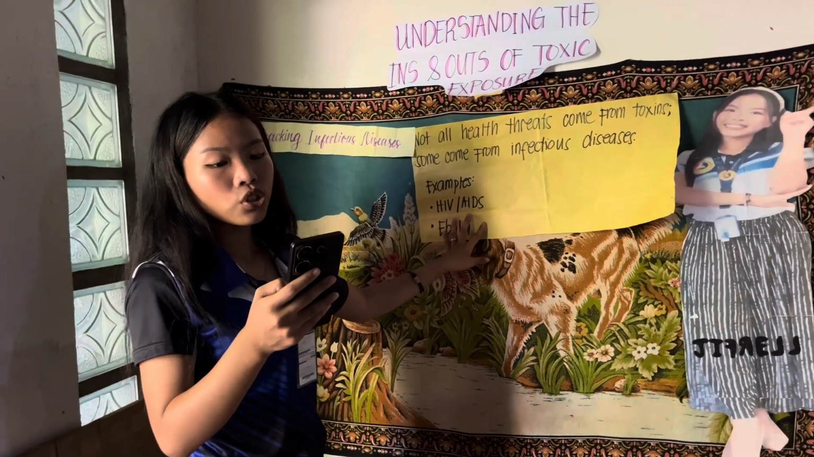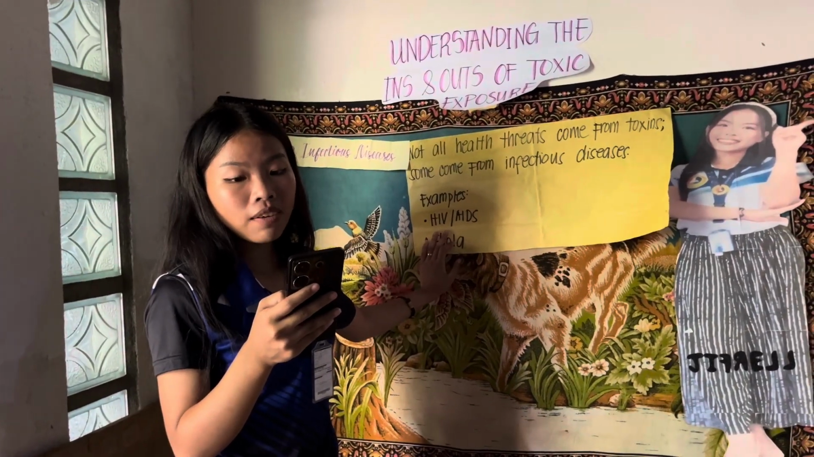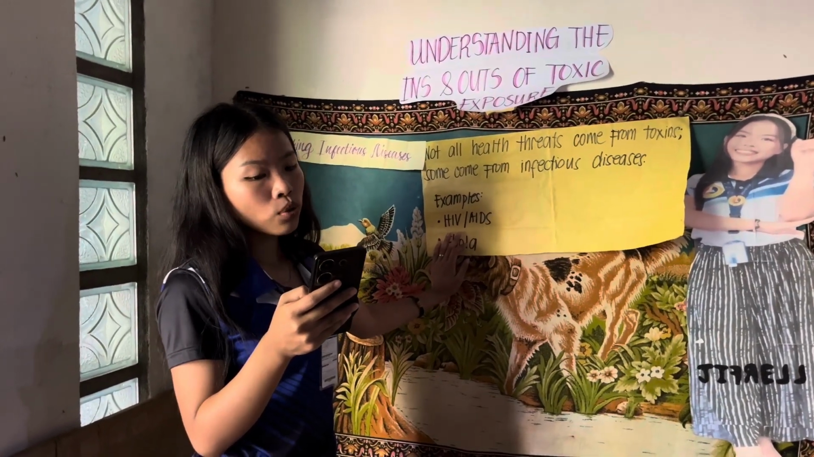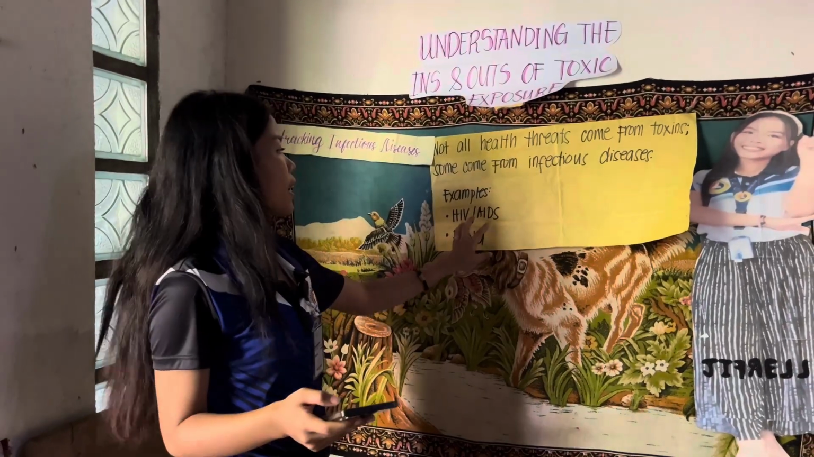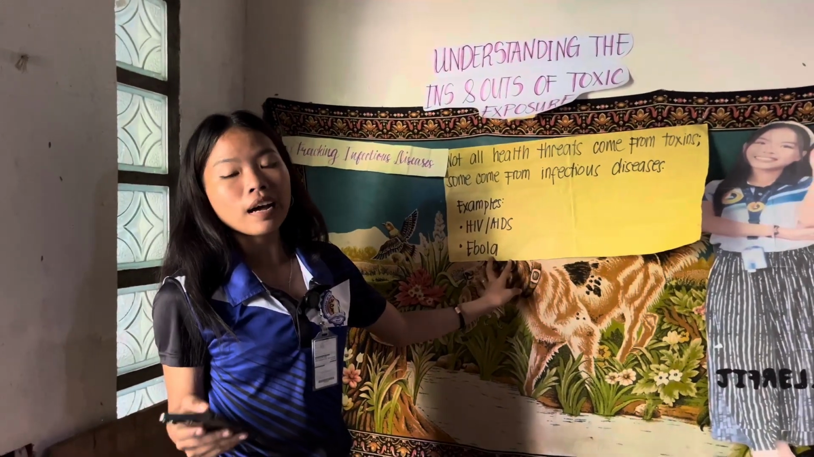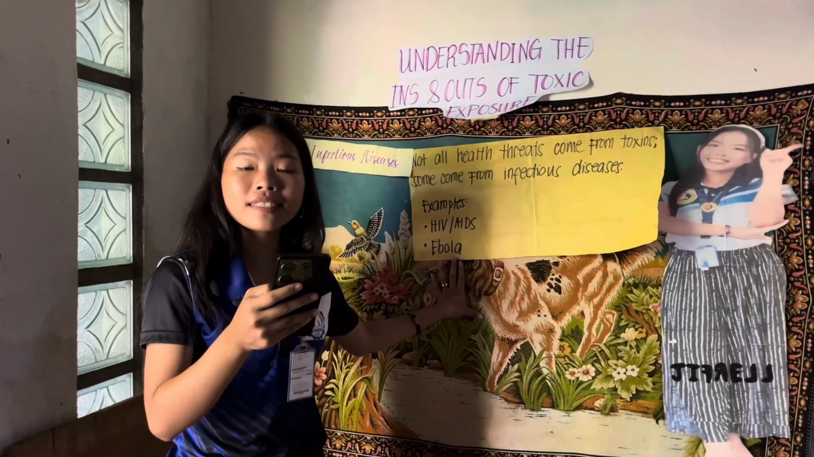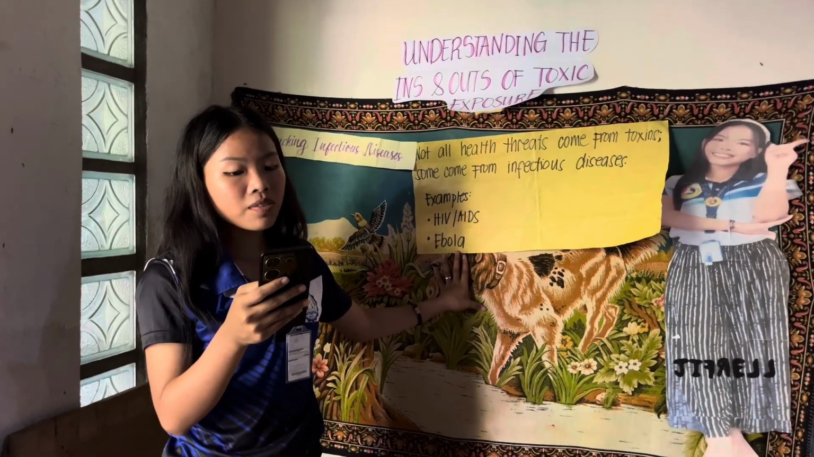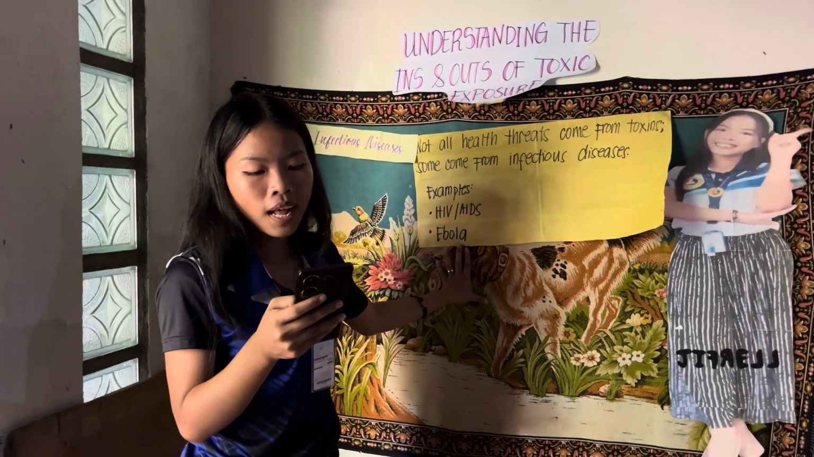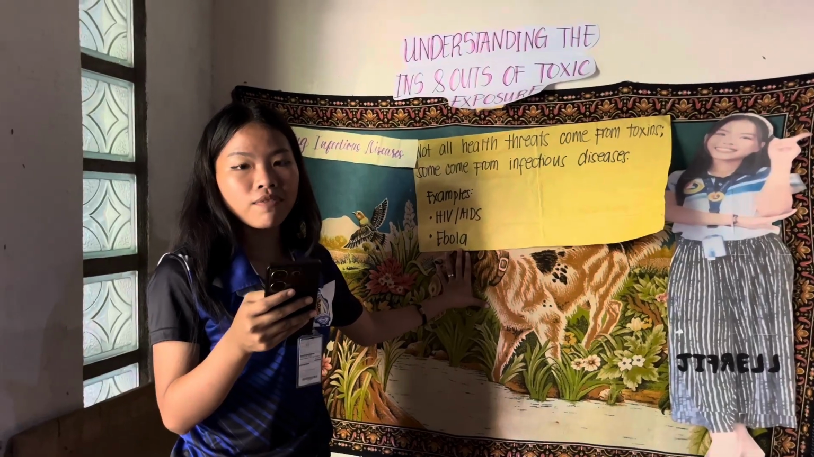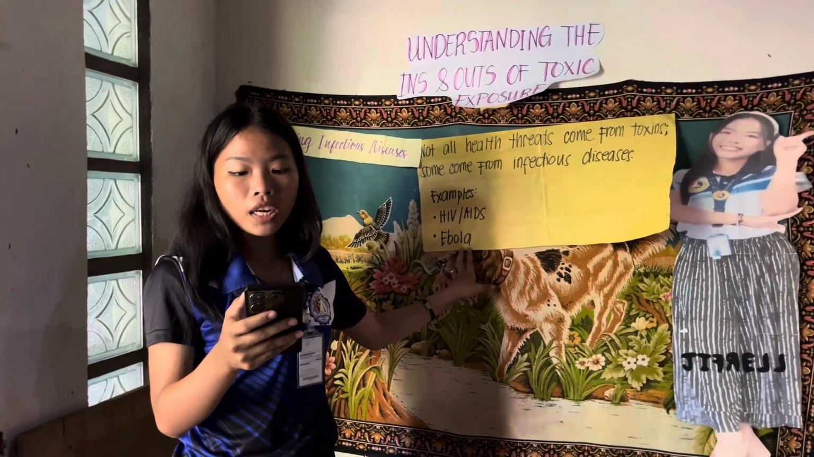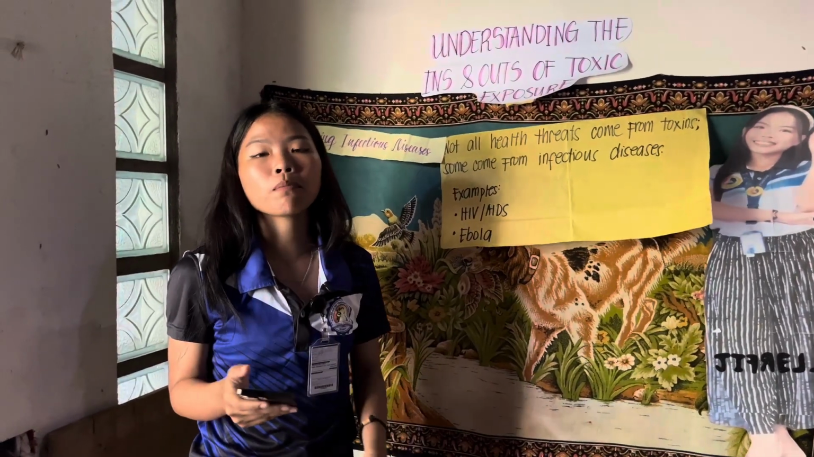So in conclusion, health threats do not only come from toxic chemicals. They also come from infectious diseases like HIV, AIDS, and Ebola, which also pose serious risks. By tracking these diseases, scientists and health agencies can contain outbreaks, protect communities, and save lives. So awareness and early action are key to maintaining public health.